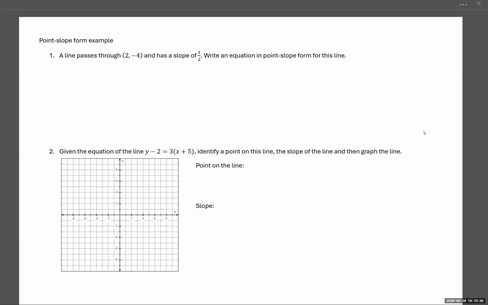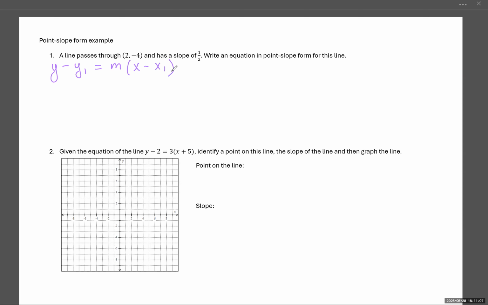In this example, we'll review how to use the point slope form of the line. The first example is just asking us to write an equation in point slope form, given a point on the line and a slope. We'll start with the general form of the point slope equation. The general form looks like this: y minus y1 equals m(x minus x1).